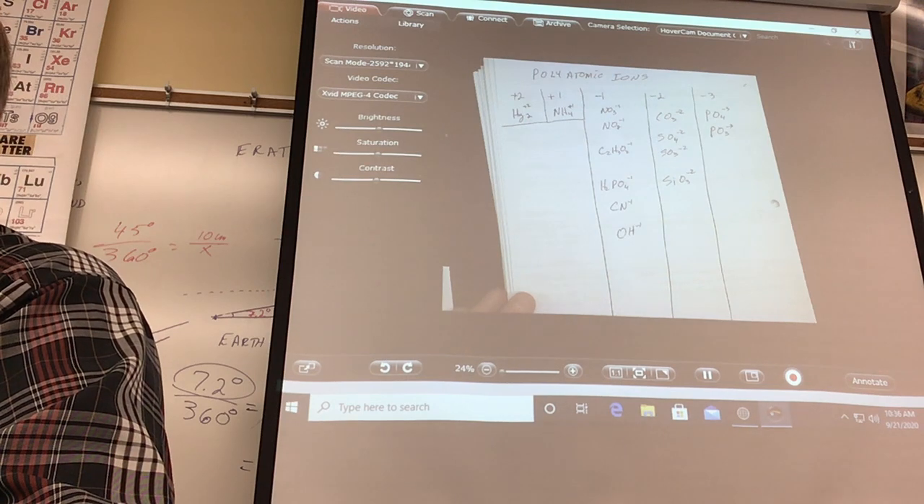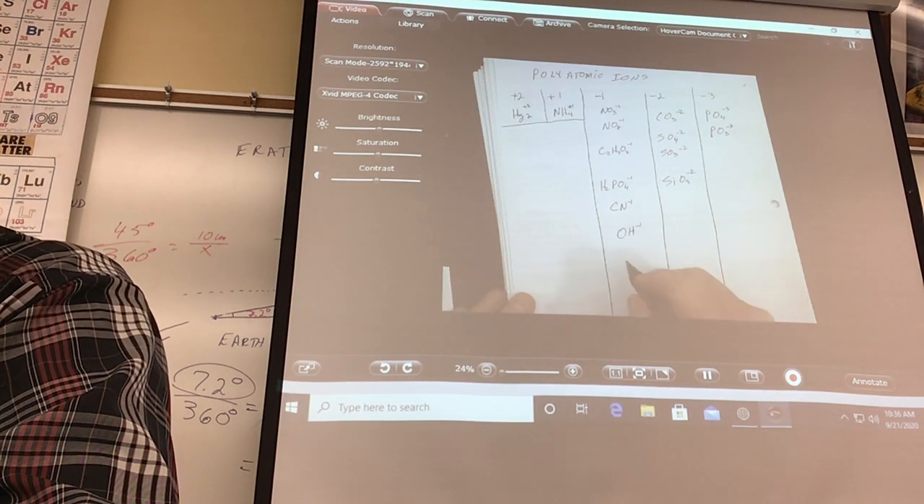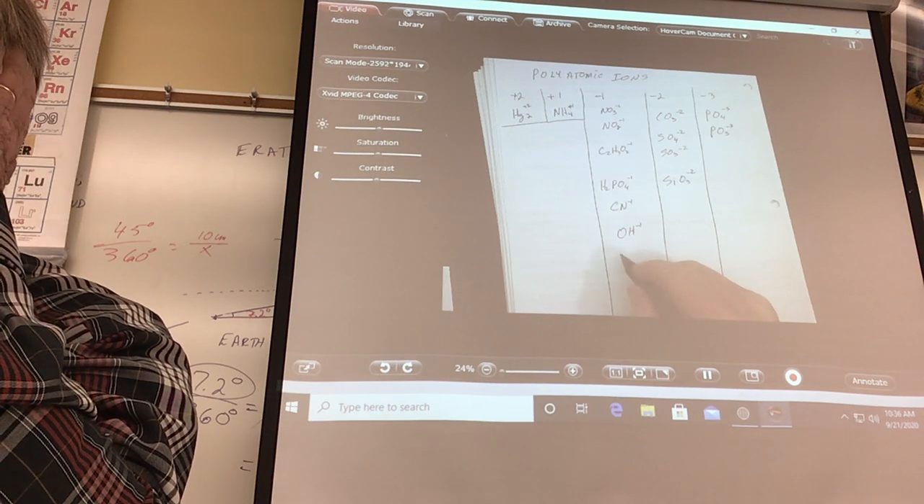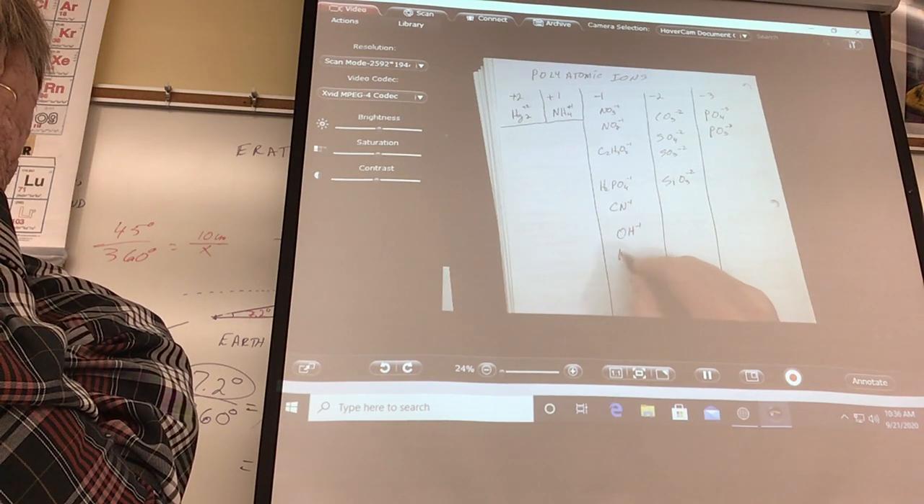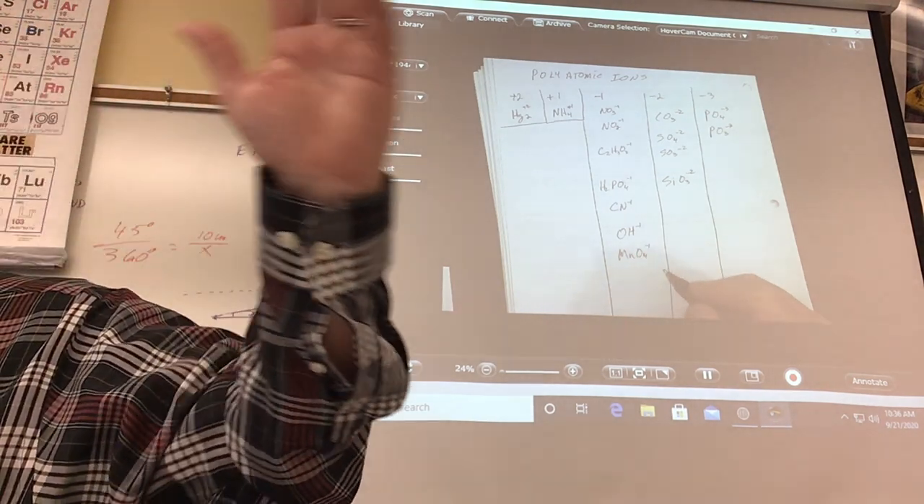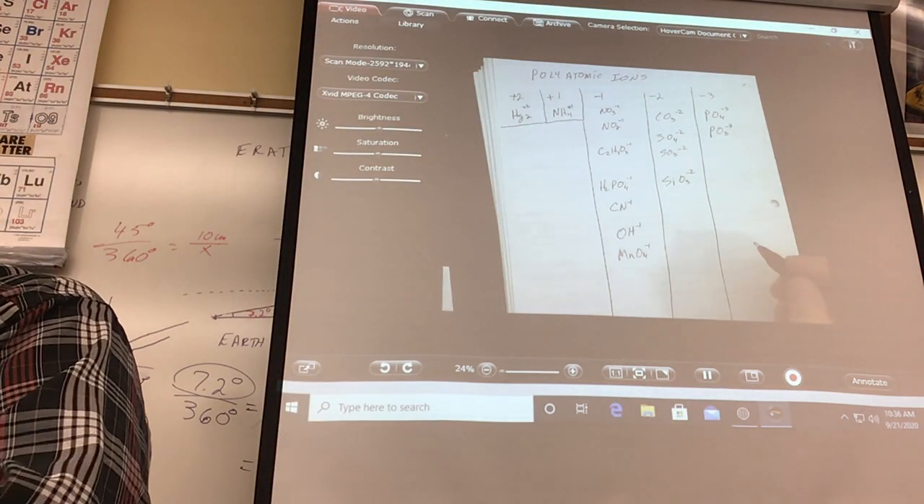Jonah. Okay, go ahead. You were breaking the back row, so you gotta help me. -1. Okay, and MnO4. Very good. All right, all the way back up. We might break the rule.